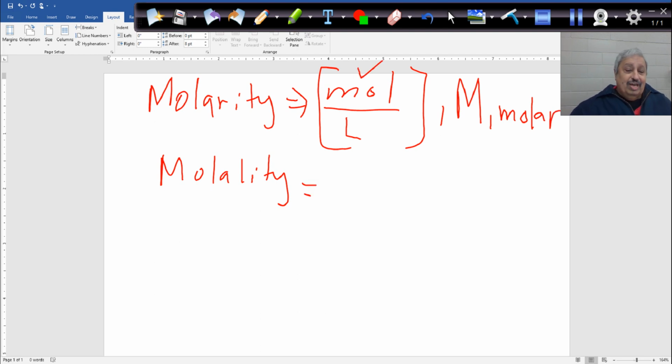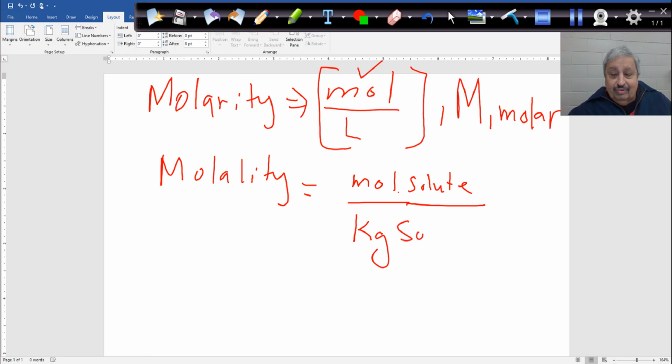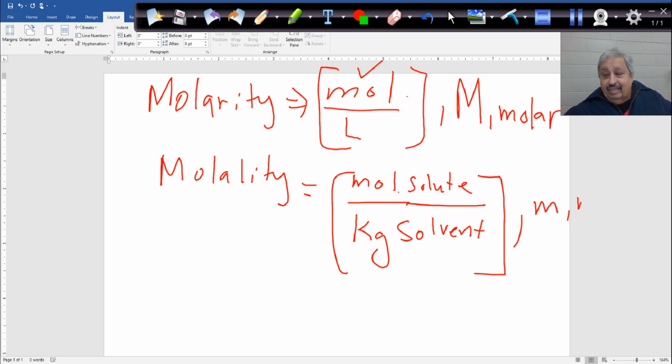And here the molality will be mole per kilogram. When I say mole of the solute, that's what is meant, and kilogram of the solvent. This is by definition. The same thing here: mole per liter of solution. Here, kilogram, mass of the solvent, then small m, and here it is molal. So they are very close to each other.